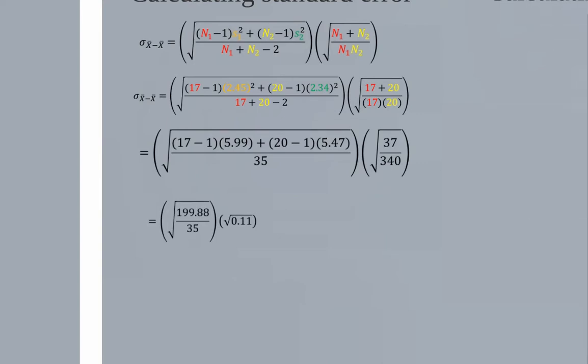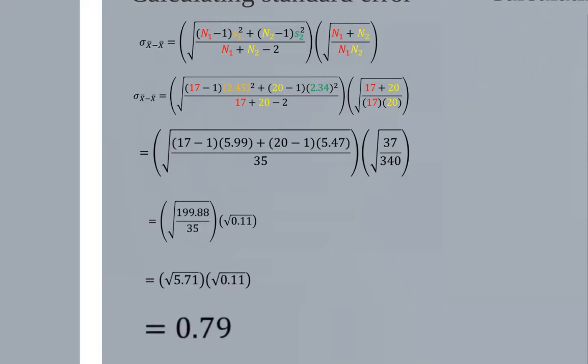And so all that will shrink up into this equation here, the square root of 199.88 over 35 times the square root of 0.11. Put those together, so now we have the square root of 5.71 times the square root of 0.11, and what we get here is 0.79.